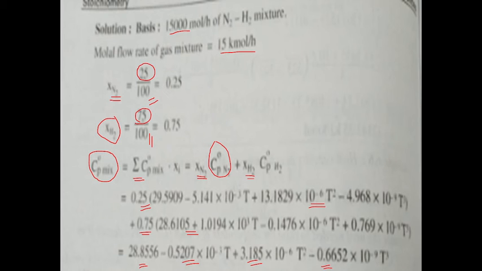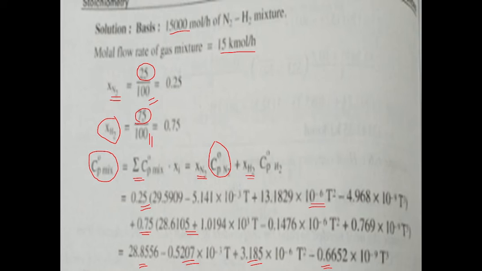Here the A value is 29.5909. B is 5.141 into 10 to the power minus 3. C is 13.1829 into 10 to the power minus 6. D is minus 4.968 into 10 to the power minus 9. Are you clear or not? So first develop the expression with the help of the constant values, and substitute here for the Cp0 of nitrogen.